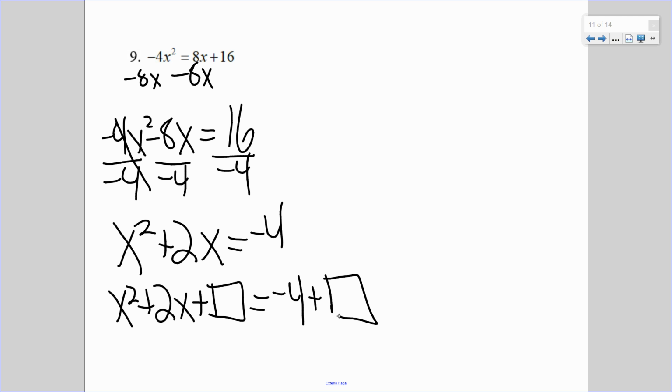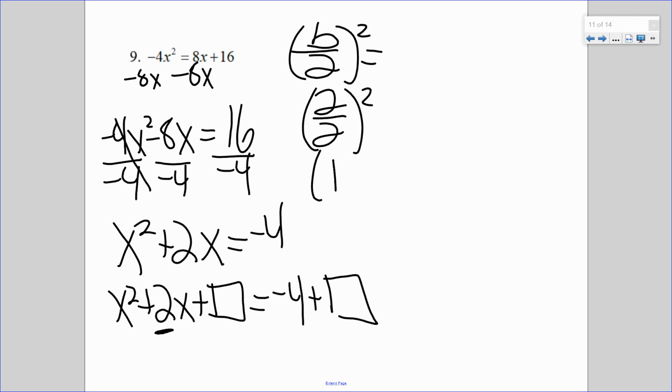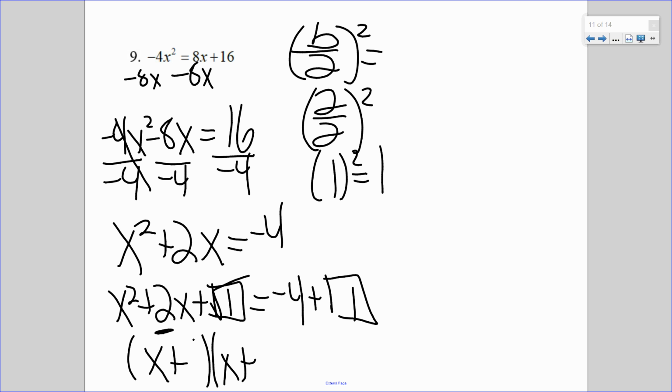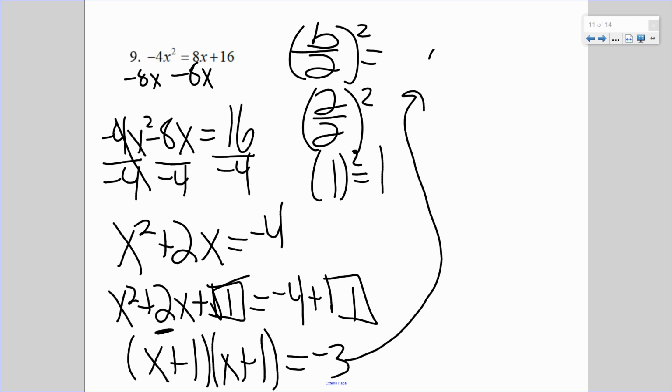To determine what goes inside the box, it's b over 2 squared. b in this example is 2. So it's 2 over 2 squared, which is 1 squared, which is 1. I factor the trinomial normally. It's always the square root of that perfect square value. My right-hand side is -3. Rewrite it as a binomial squared.